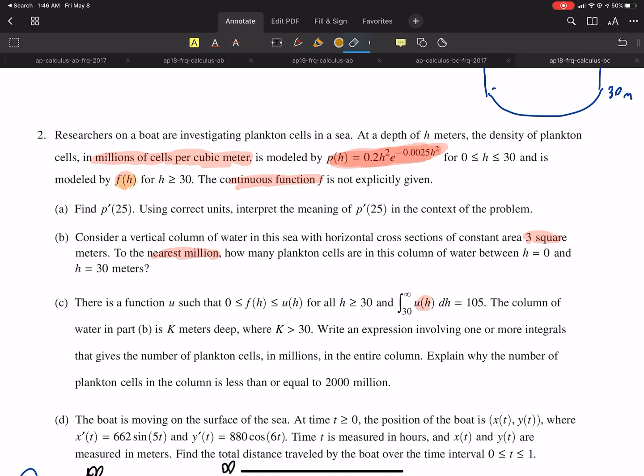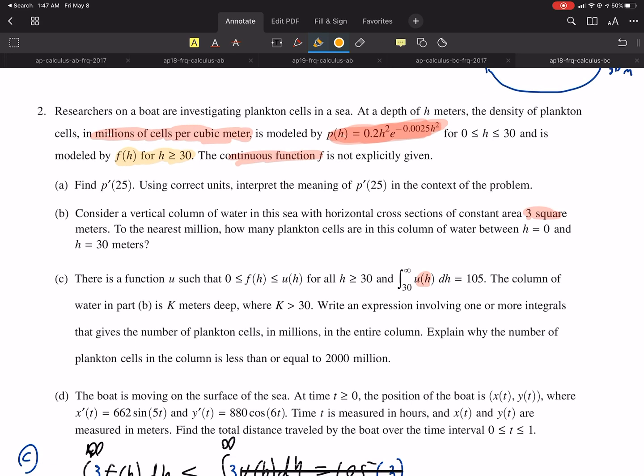Here, let me erase this. Whoa, that was weird. Erase that. It came back magically.